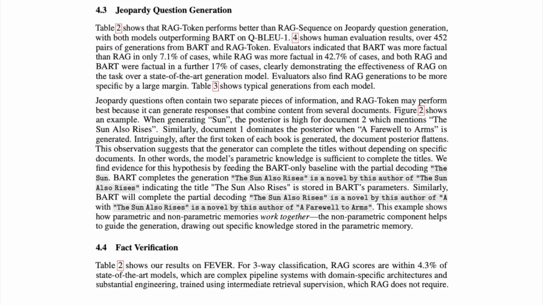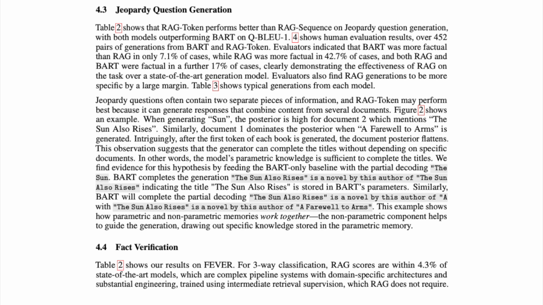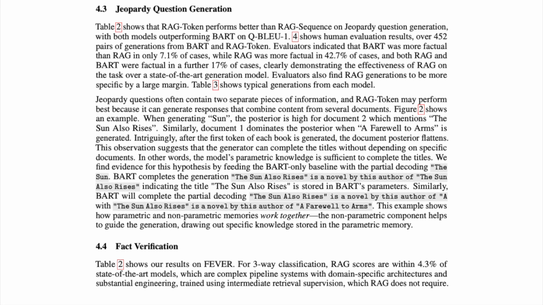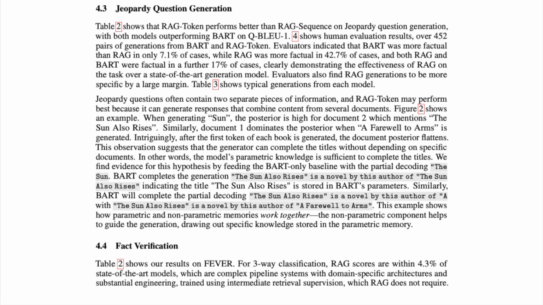4.3 Jeopardy Question Generation. Table 2 shows that RAG-Token performs better than RAG-Sequence on Jeopardy question generation, with both models outperforming BART on Q-BLEU-1. Table 4 shows human evaluation results, over 452 pairs of generations from BART and RAG-Token. Evaluators indicated that BART was more factual than RAG in only 7.1% of cases, while RAG was more factual in 42.7% of cases, and both RAG and BART were factual in a further 17% of cases, clearly demonstrating the effectiveness of RAG on the task over a state-of-the-art generation model.